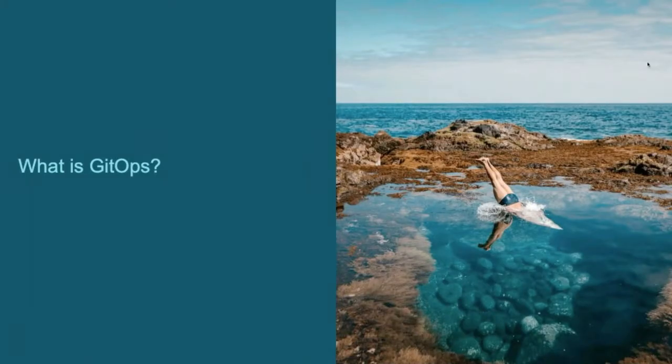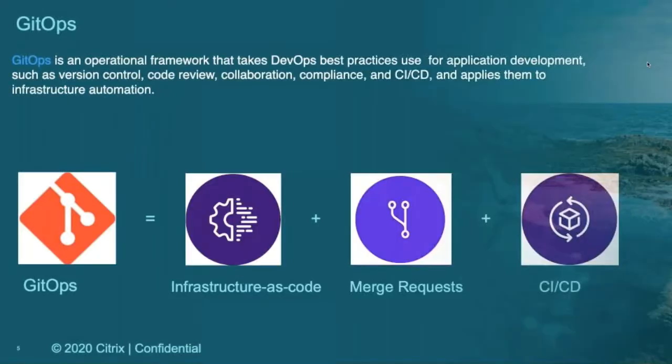So let's start with what is GitOps. GitOps is an operational framework that takes DevOps best practices used for application development into infrastructure management. For example, developers use Git for a lot of things like version control, code review, CI/CD integration, and collaboration, etc. And why not use the same principle into infrastructure management as well?